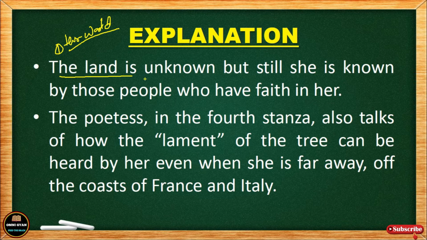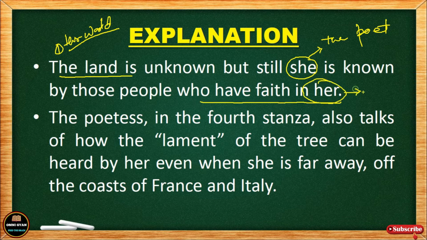So this land is unknown. Obviously, we do not know. Living people do not know about this land. But still, she is known by those people. Here, she refers to the poet. The poet is actually known by those people, and those people actually have faith in her, in the poet. Can you tell me who those people are? We can guess. Those people are actually the friends of the poet, who have died and have gone to the other world, and they are never going to return.